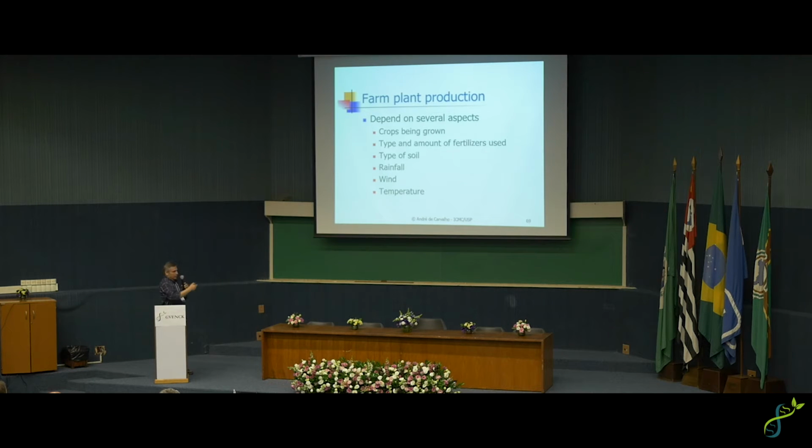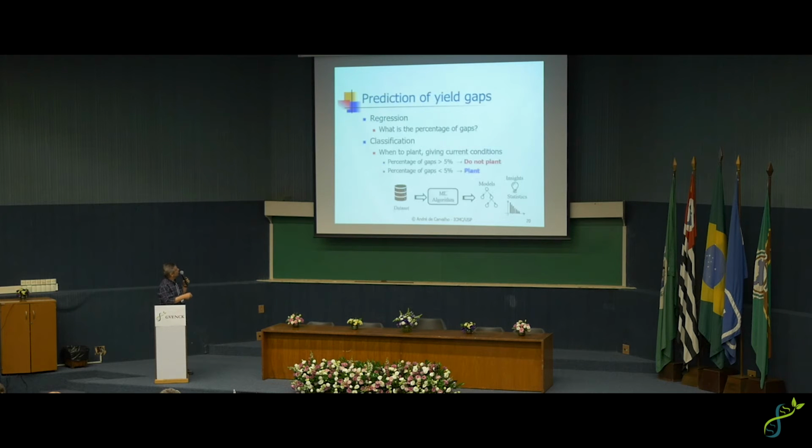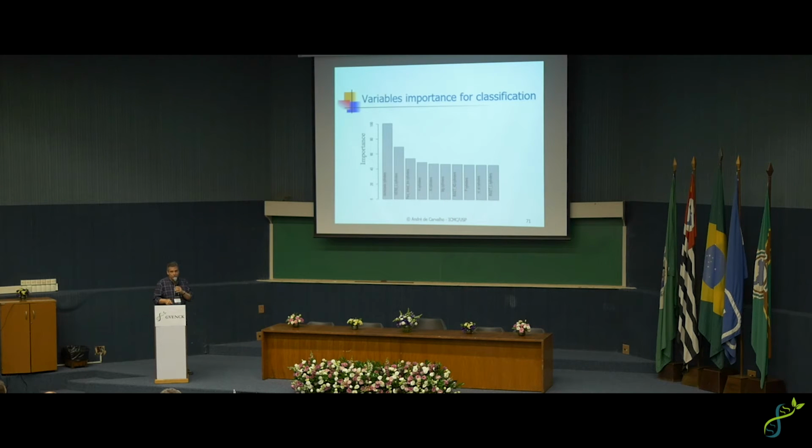Of course, the productivity of sugarcane, or of any plantation, depends on several aspects, like the quality of the soil, wind, rainfall, temperature, the crops that are going to be planted, and so on. So the idea in this project, in this kind of competition, which was a one-year competition, was to use machine learning, for regression and classification, to predict the percentage of yield gaps and where you should plant or not plant in a particular area. For that, we used machine learning, and we used some explainable models to see the importance of each variable for the prediction.